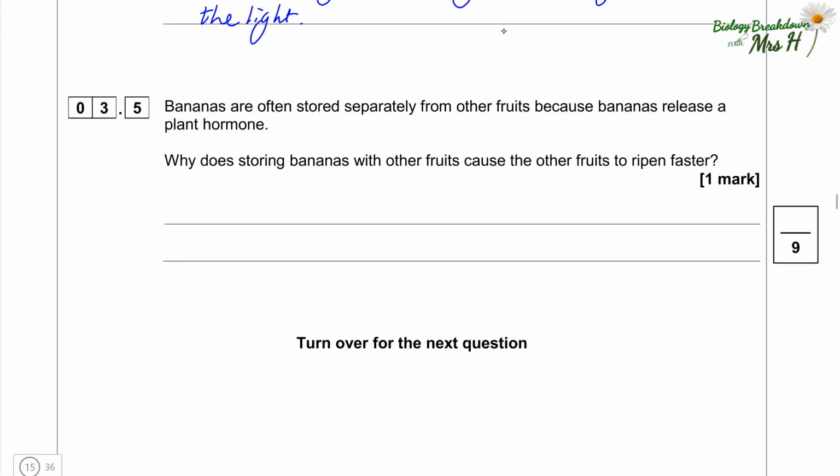Bananas are often stored separately from other fruits because bananas release a plant hormone. Why does storing bananas with other fruits cause the other fruits to ripen faster? That is because bananas naturally release ethene, which helps to ripen fruits.